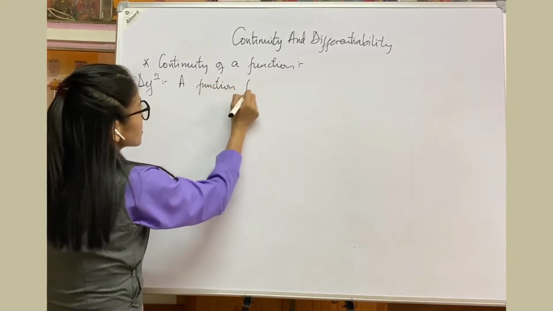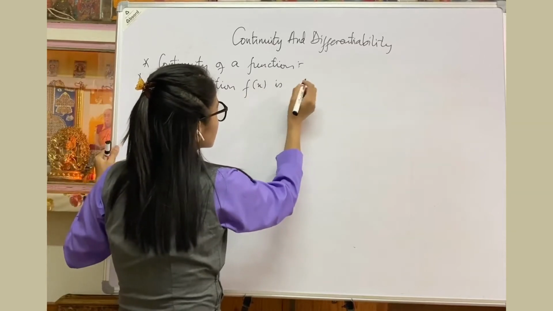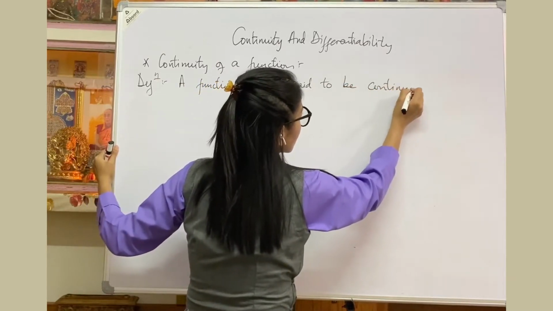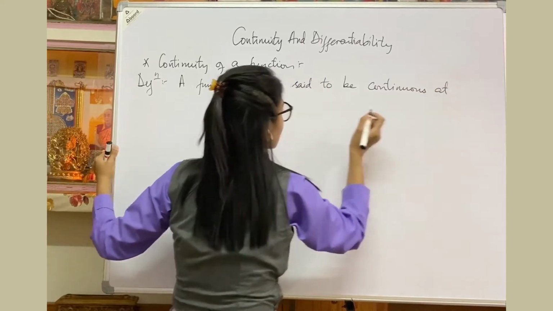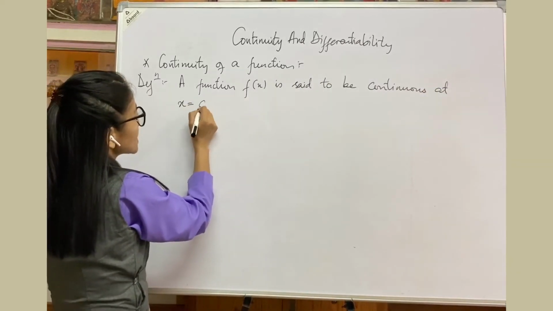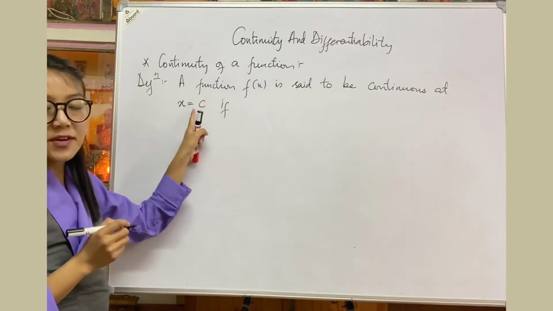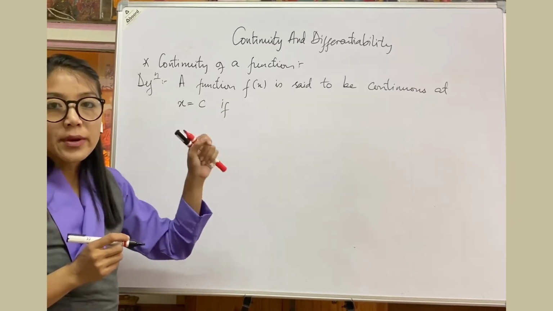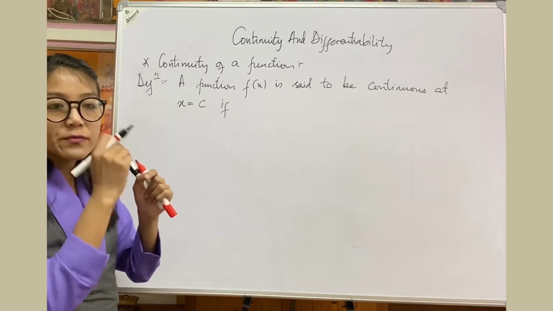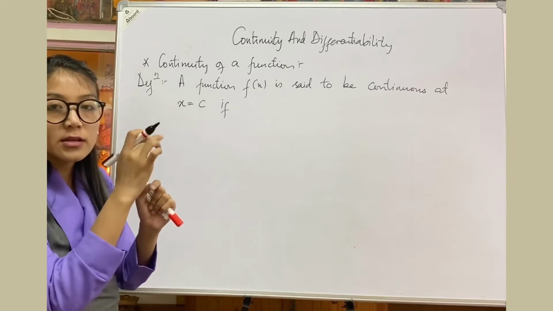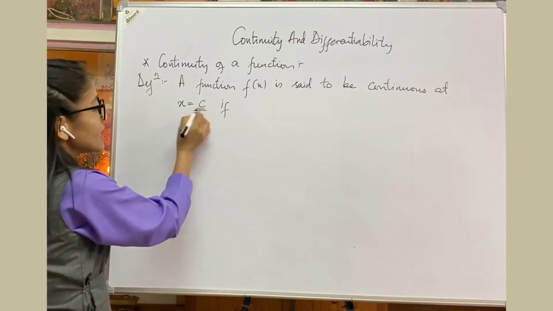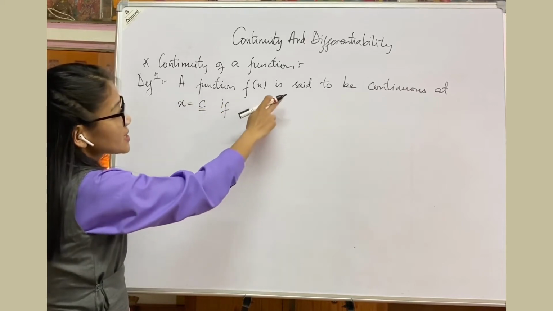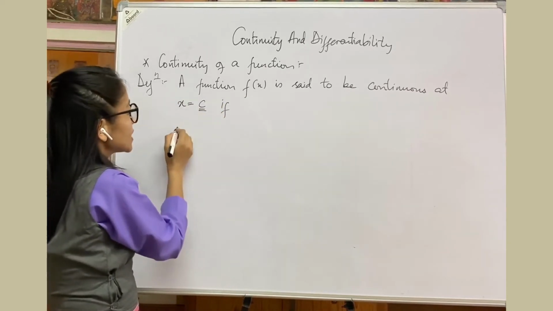A function f(x) is said to be continuous at x equals c if, which means I'm checking the continuity of the function at point c. Earlier in the example, the function tan x is not continuous at pi by 2, so at that time your c is pi by 2. At which point you are checking whether the graph of the function is broken or not, I'll call it c, or you can take any other point, a, b, c, d, whatever. So a function f(x) is said to be continuous at point c if it satisfies three conditions.